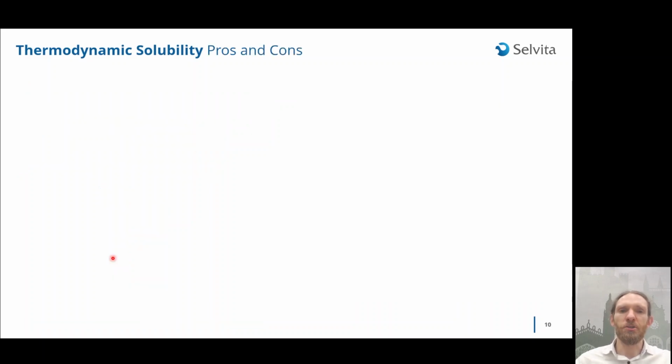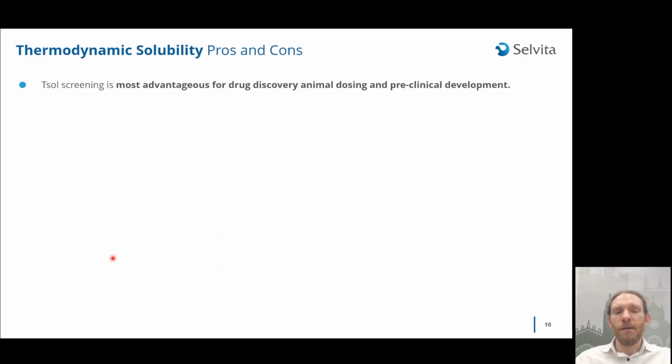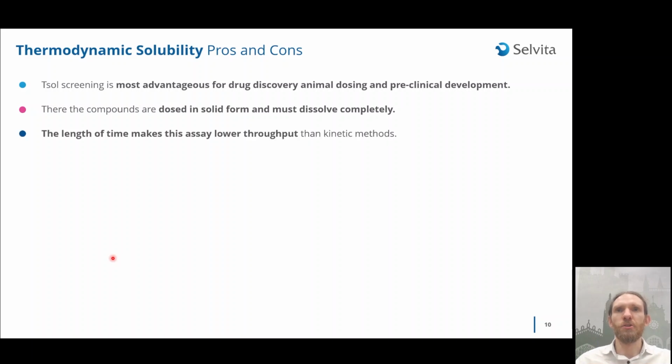What are the pros and cons of thermodynamic solubility? It is the most advantageous assay for drug discovery, animal dosing, and preclinical development, because there compounds are dosed in solid form and they must dissolve completely, and thermodynamic solubility uses the compounds in solid form. However, the length of time, from 24 to 72 hours, makes the assay lower throughput than kinetic methods. So it tends to be used for a smaller number of selected high-value compounds in later stages of the project.